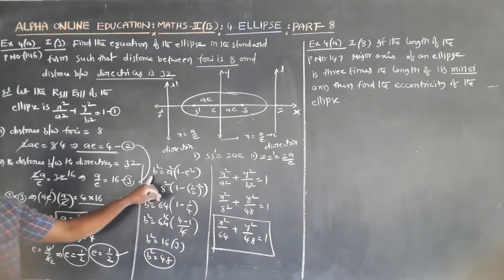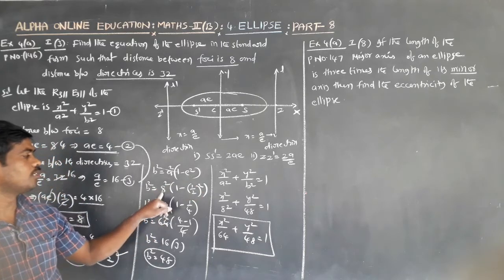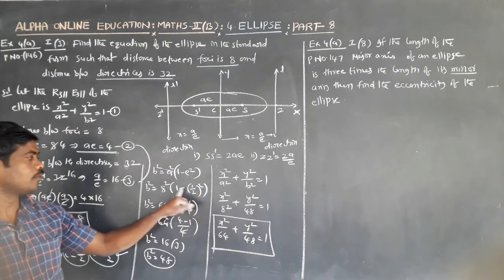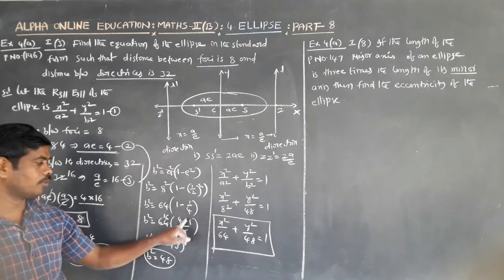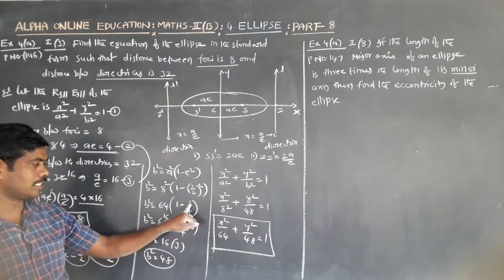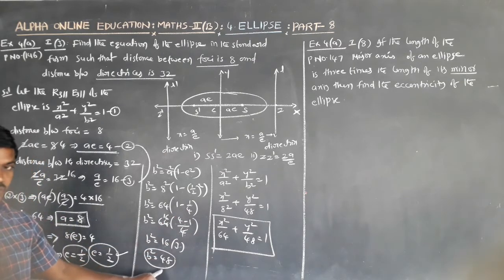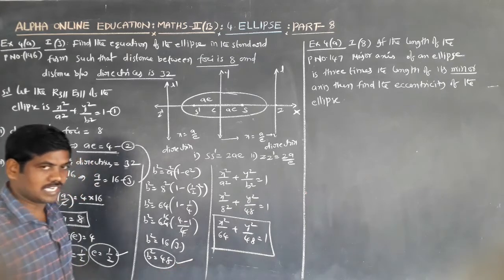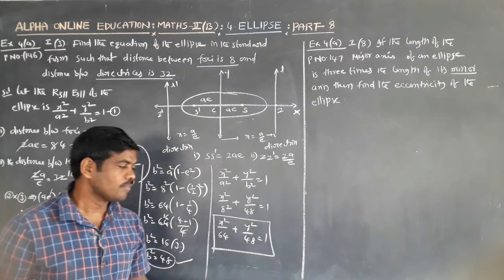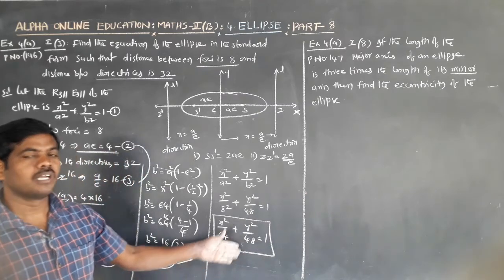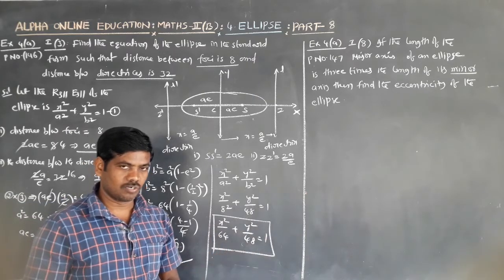By using the formula, b square equal to a square into 1 minus e square, a is equal to 8, e is equal to 1 by 2. a square means 8 square, 64. 1 by 2 whole square means 1 by 4. Here taking LCM 4, 4 minus 1, 3. 64 into 3 by 4 is 16 into 3, 48. Here b square equal to 48, a square is equal to 64. This is the required equation of the ellipse: x square by 64 plus y square by 48 is equal to 1.